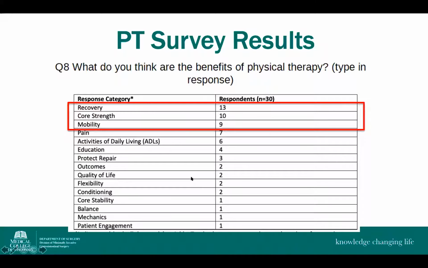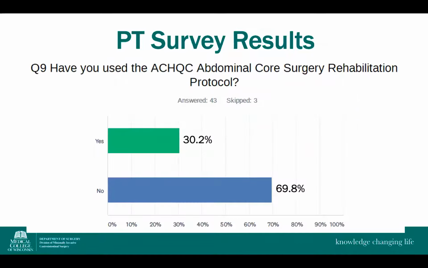So we categorize these qualitative responses into categories, and you can see recovery, core strength, and mobility are the top three, but you can see pain, ADLs, education, quality of life. These are all responses that we got in regard to that question about the benefits, but the biggest thing is recovery, core strength, and mobility. That was what we found that surgeons really identified were the benefits of physical therapy.